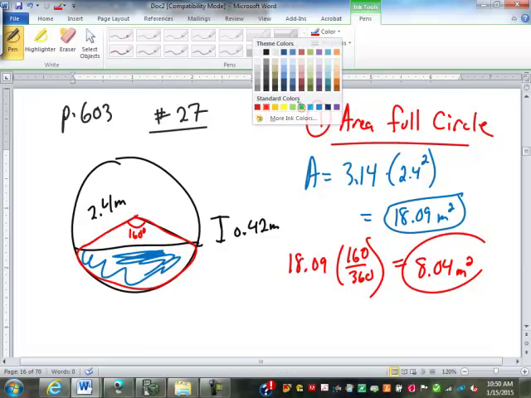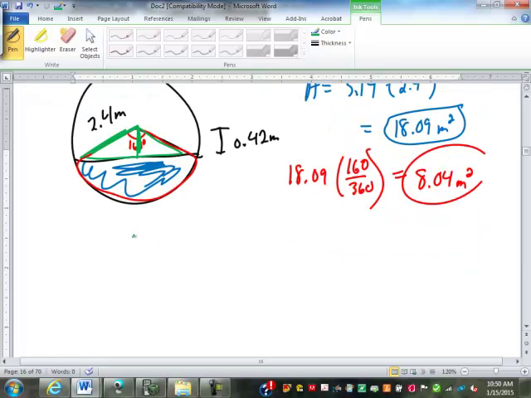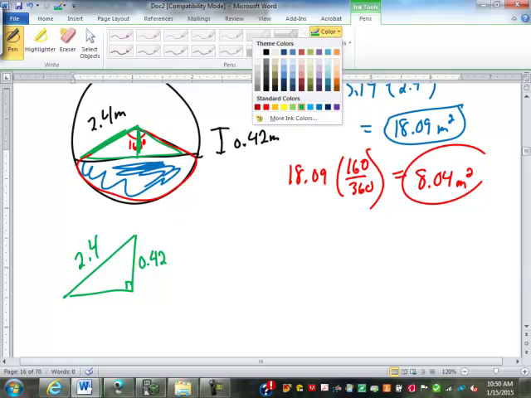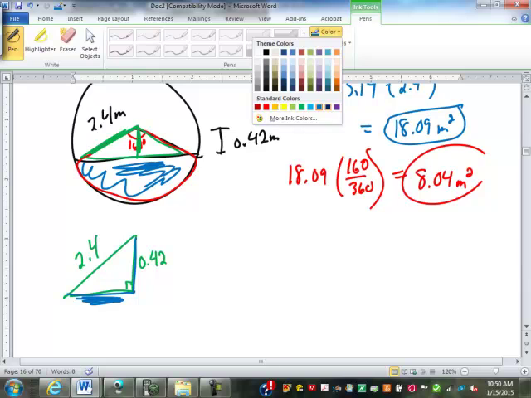Now is where we have to use that strategy where we subtract a piece out. We're going to subtract out this triangle here, which has 2.4 here. This is 0.42. Are those the dimensions we need to find its area? No, to find the area of a triangle, we need the base and the height. We need two dimensions that are perpendicular. We need this one down here. How do we find it?